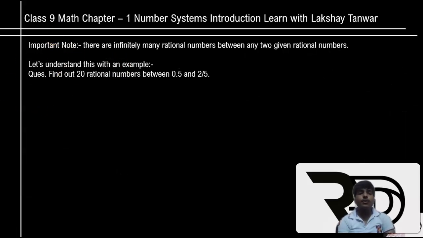Now we come to the next topic, a very important note. There are infinitely many rational numbers between any two given rational numbers. Why am I saying this is very important? You might be thinking why sir is saying this, because this is a type of statement that we've been studying for a very long time.